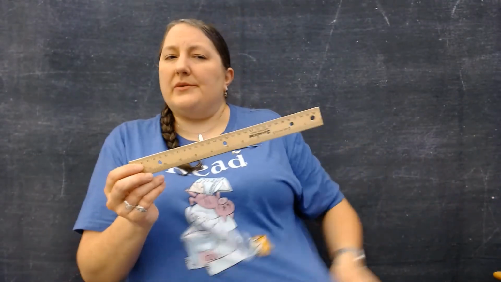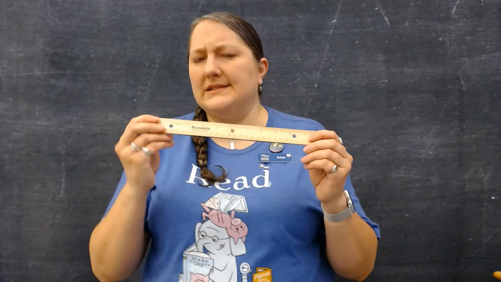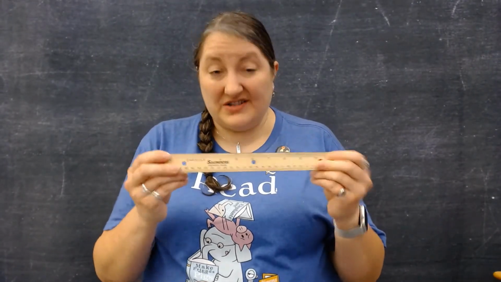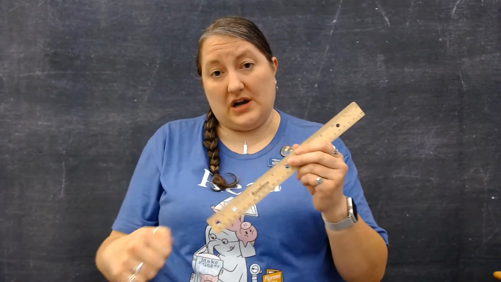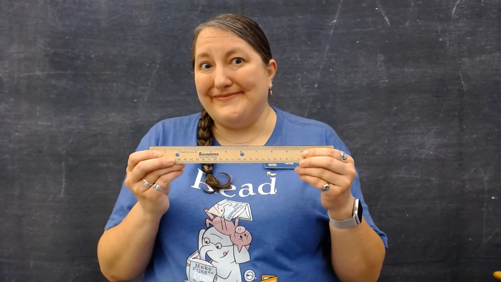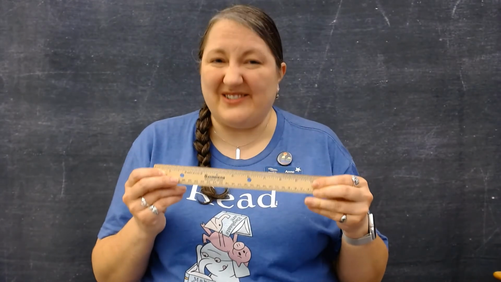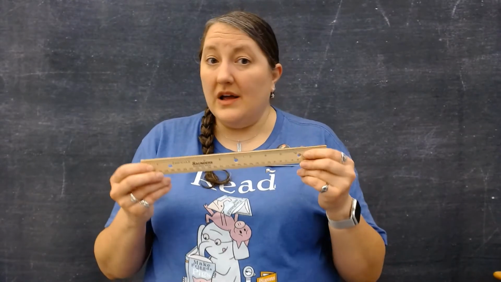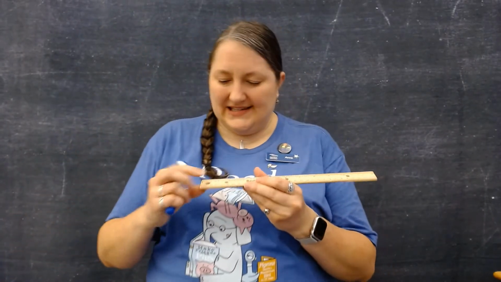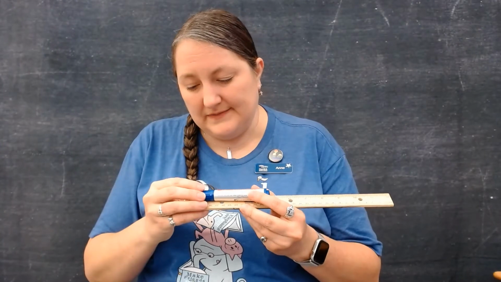What can you tell me about rulers? Anything else? Yes, you can use them to draw straight lines, especially if we need to draw really straight lines. What else? You measure things with them. Yes, we do. Let's see what I can measure. I have my marker. Let's see how big our marker is.